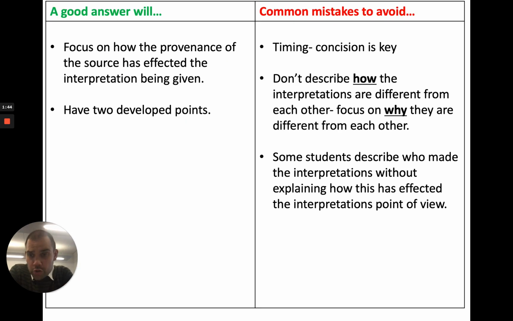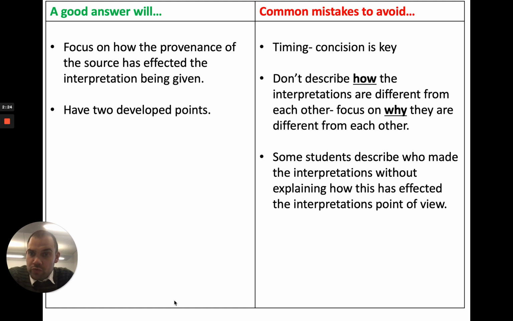Now, for a good answer to this question, there are a couple of things you want to make sure you're doing. You want to focus on the provenance of the interpretation and think about how that has affected the interpretation being given. So, this person thinks this about the impact of changes brought about by the New Deal. Let's look at who they are, why they wrote this interpretation, when they wrote it, and why that might mean they have a different take from the author of the other interpretation. It's all about thinking about the backgrounds of the authors and how that might mean they have a slightly different take on the particular historical event the question is focusing on.